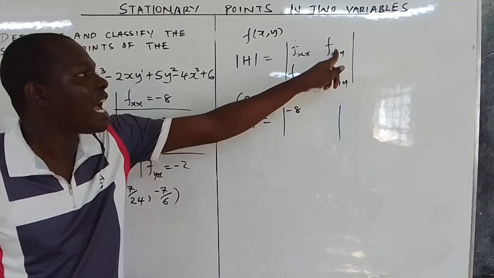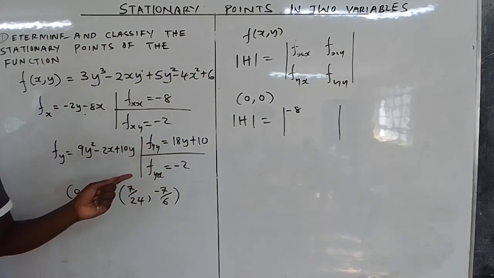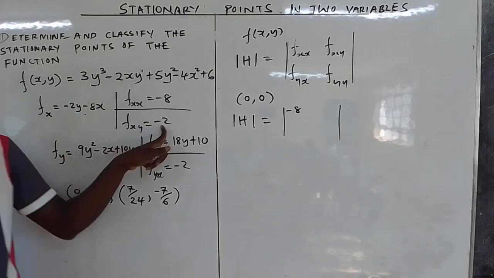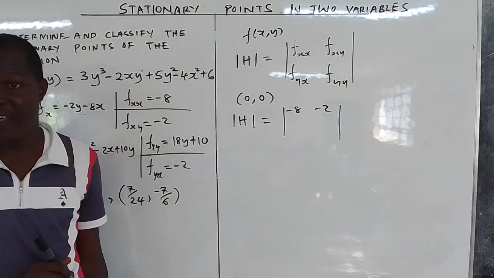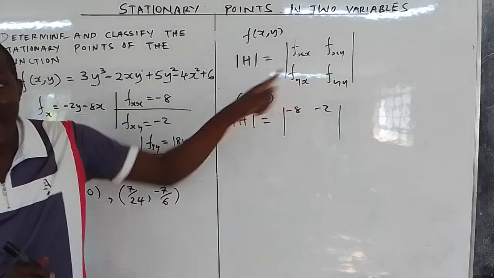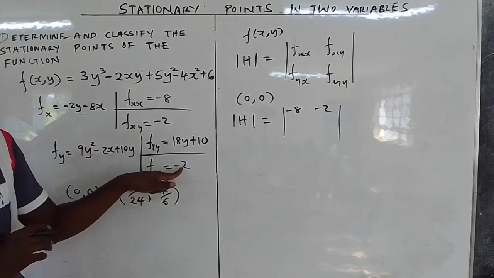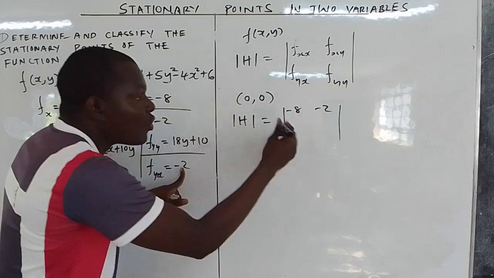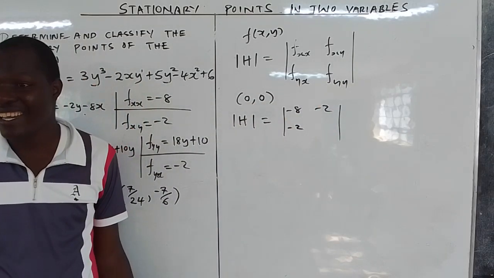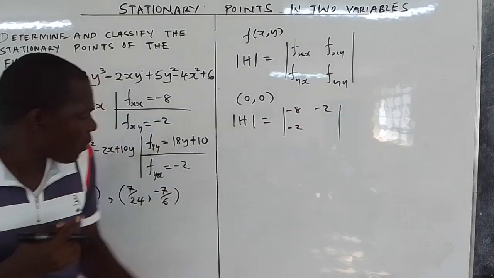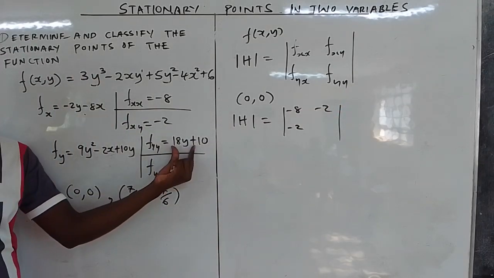The next one is f of xy. You go back. Where is your f of xy? Negative 2. You record your negative 2 there. Are we together? Then you move to your f of yx. Your f of yx is negative 2. You substitute it there. All these are constants, so you put them directly. Then the next is f of yy.